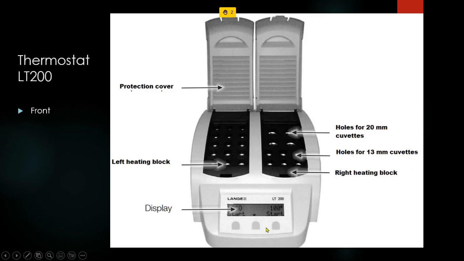We have the buttons to change the value on the menu. And you will see in the blocks there are holes for 20 millimeter cuvettes, but we will not use them. The 20 millimeter cuvette is used for total nitrogen, and holes for 13 millimeter cuvettes or 11 millimeter cuvettes, the same. Those are the holes that we will use for the total phosphorus.